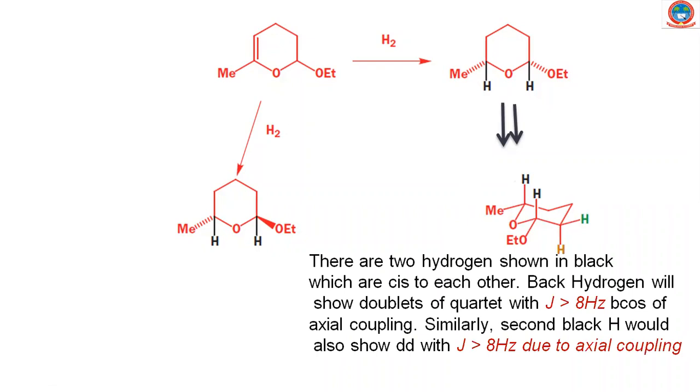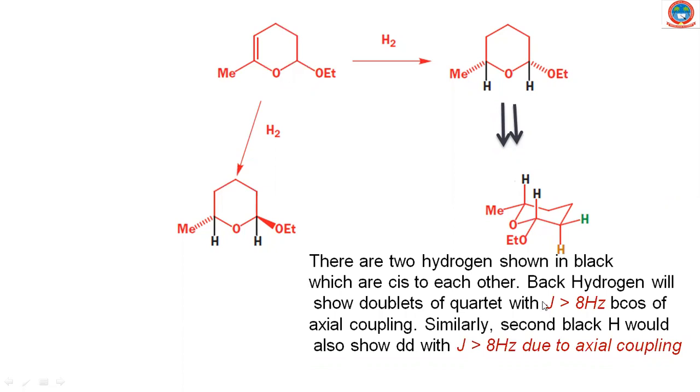So what do you say about this? These two hydrogens shown in black are cis to each other. But what about the hydrogen which is in between the two oxygens, this one? Will this couple with this or not? Yes, because it is a neighbor. But this black one will not couple with this. We are just showing their relation, meaning they are up and this methyl is down. When we have shown this down, this becomes axial.